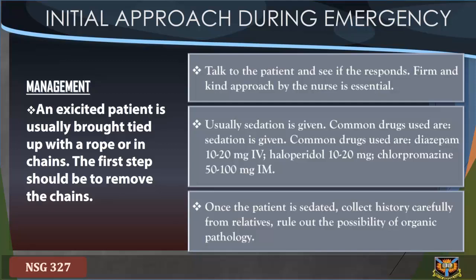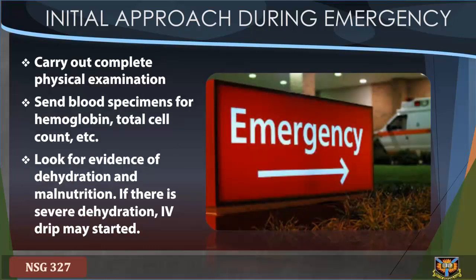4. Once the patient is sedated, collect history carefully from relatives. Rule out the possibility of organic pathology. In particular, check for history of convulsions, fever, recent intake of alcohol, fluctuations of consciousness. 5. Carry out complete physical examination. 6. Send blood specimens for hemoglobin, total cell count, etc. 7. Look for evidence of dehydration and malnutrition. If there is severe dehydration, IV drip may be started.